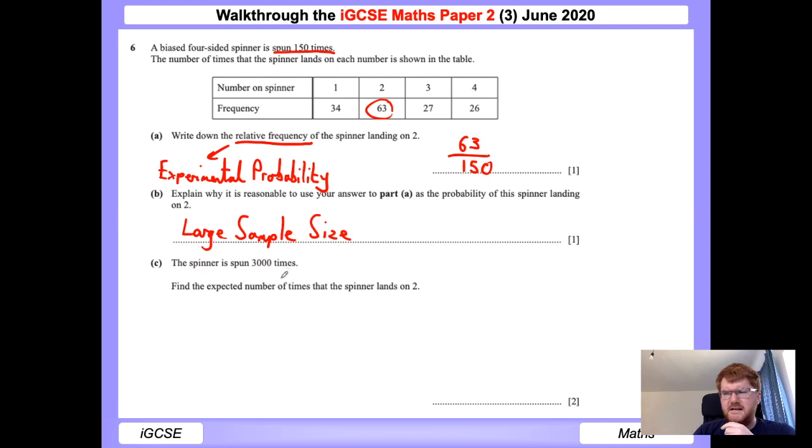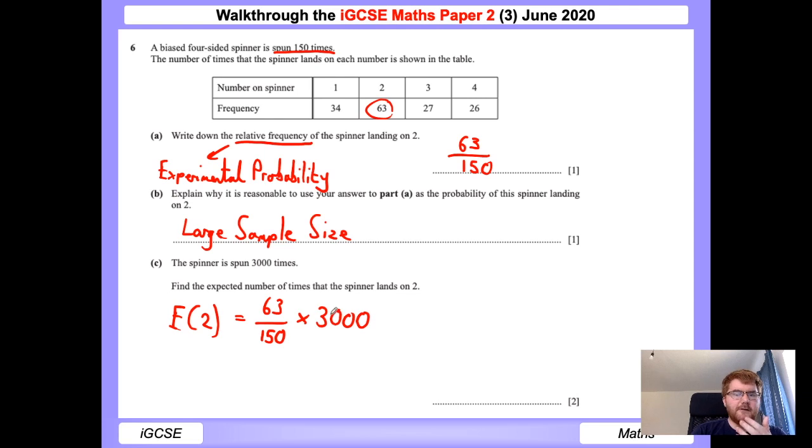That's many spins. I wouldn't recommend this at home. And then find the expected number of times that the spinner lands on 2. So expected 2, use this notation a lot at IB. The way we do this is we take our previous probability, so 63 over 150, and then we multiply it by the number of times that we spin. So what they've done with this question is they've integrated a bit of working with fractions here as well, because we actually have to now work this out without a calculator.